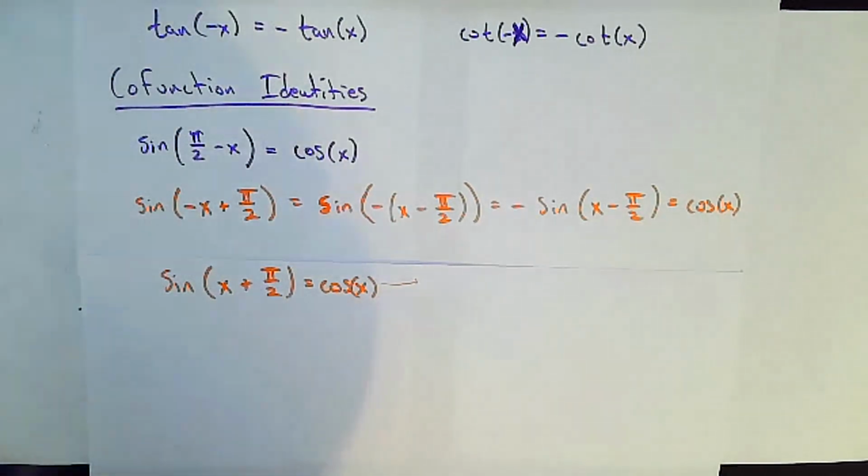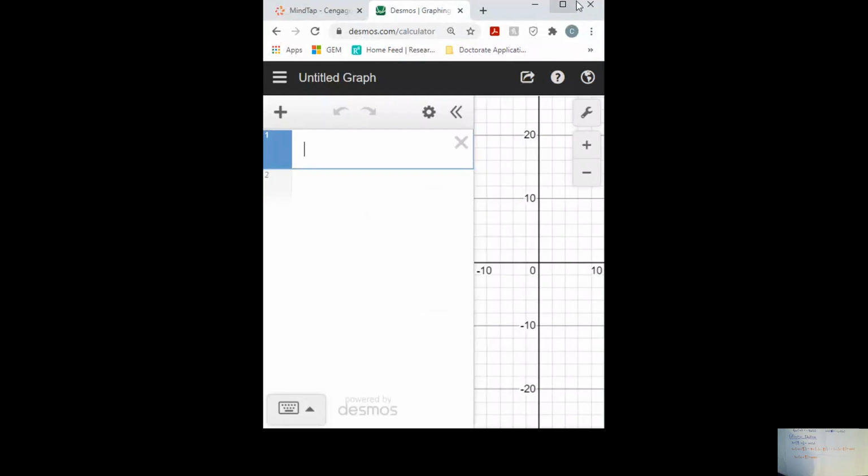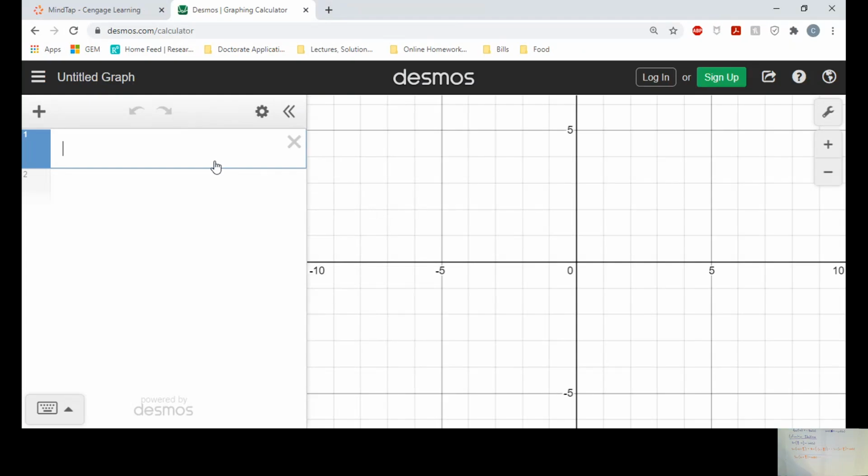Let's go look at Desmos. I feel like I am going crazy. Let's see. There we go. Let me maximize this. So let's actually look at this. So we have sine of pi over 2 minus x.